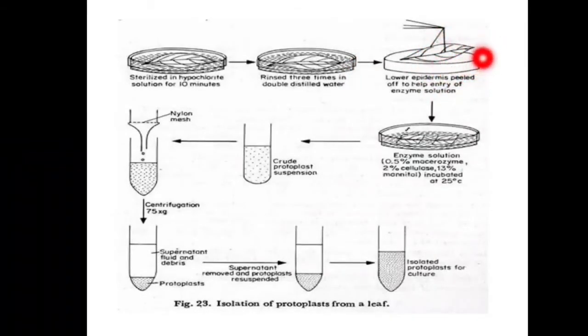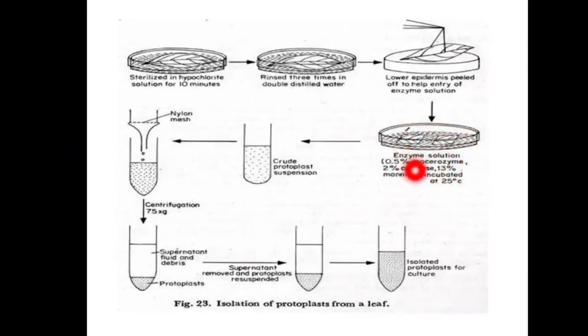Then with fine forceps, the lower epidermis is peeled off to help the entry of the enzyme solution. And then the leaves are cut into small pieces. After peeling, the leaves are cut into small pieces. Then the leaf pieces are placed in a petri dish which contains the enzyme solution. The leaves which are cut are placed in the petri plate, and the petri plate contains the enzyme solution.